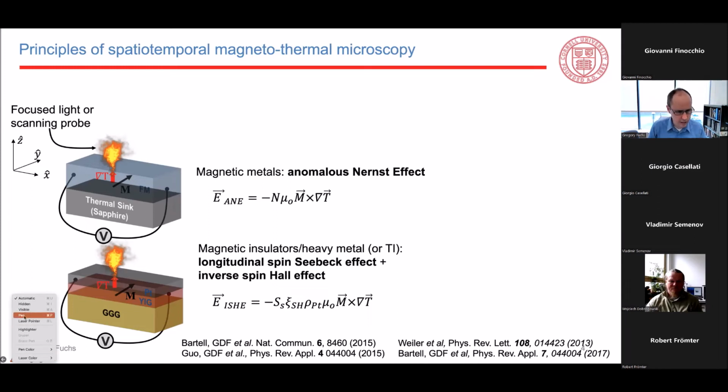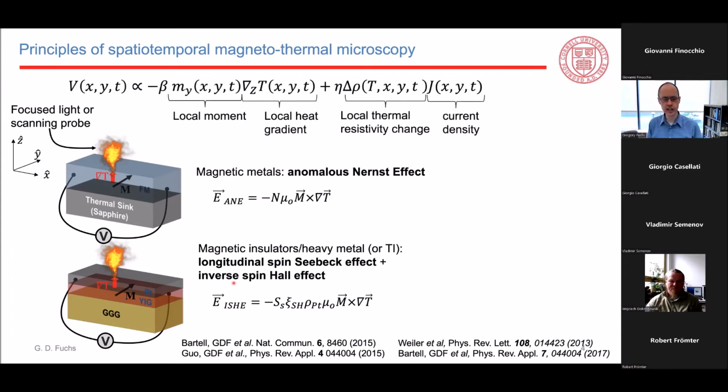Let me get my laser pointer. Okay. And then the other thing that you can do, and I'll show you this as well, is you can study samples that are magnetic insulators. But in order to study that, you want to make an interface with a heavy metal with strong spin orbit coupling like platinum, and then the combination of the longitudinal spin Seebeck effect, which is pushing a spin current along the direction of the temperature gradient that pushes it into the platinum, and then it gets transduced into an electric field by the inverse spin Hall effect.